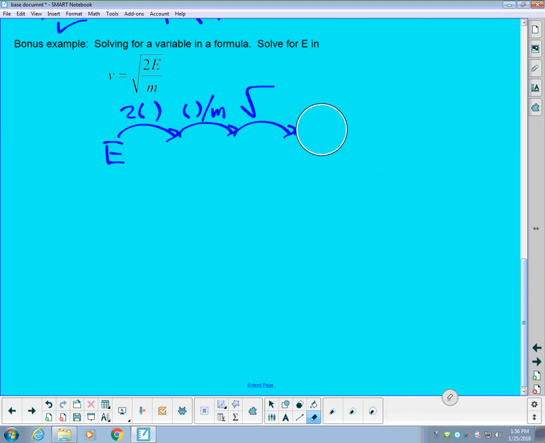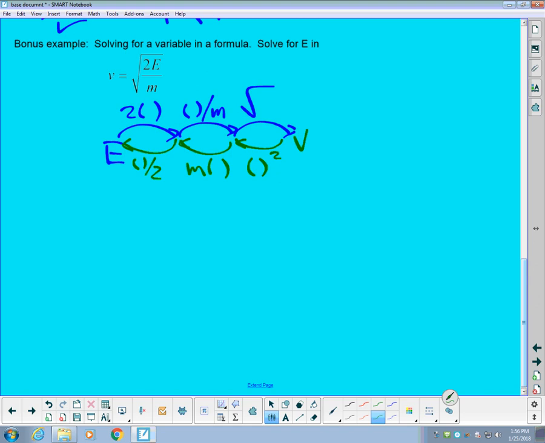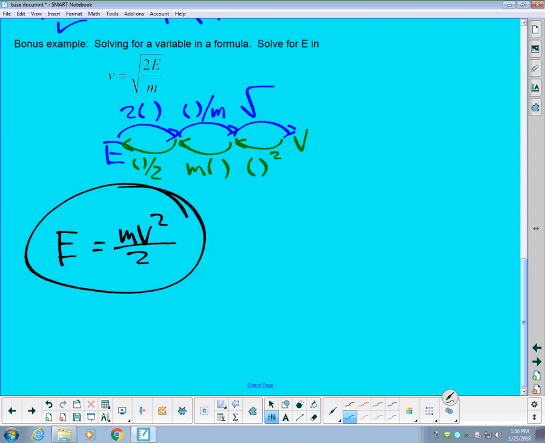Okay, I don't need that extra area there. That's supposed to get me to a v. So my arrow's coming back. I would need to square. I'm going to multiply by m and divide by 2. So if I take my v, the first step says to square it, multiply that by m, and then divide the whole thing by 2, and I have arrived at e. So there is my formula solved for e.